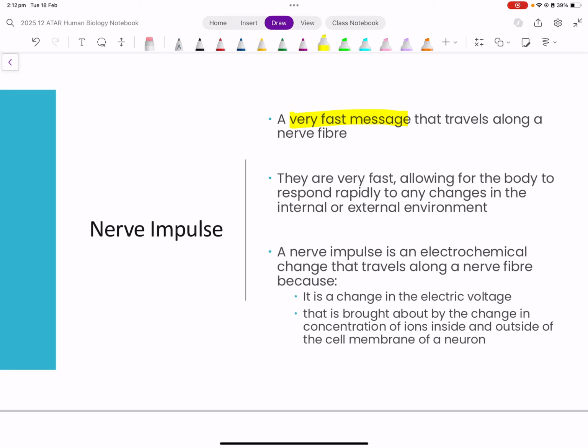The nerve impulses themselves are what we refer to as an electrochemical change. And this is because it is a change, firstly, in the electric voltage of the cell, both relative to the inside and outside of that cell. And secondly, it's brought about by a change to some of the concentrations of ions found inside and outside of the cell, particularly sodium and potassium.